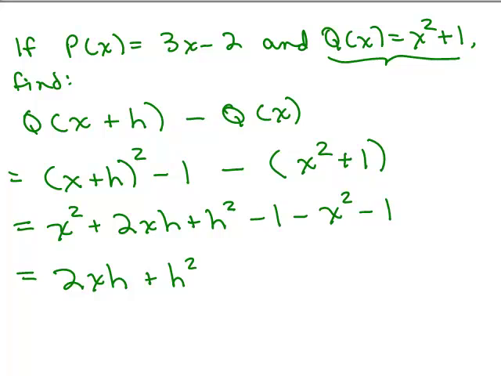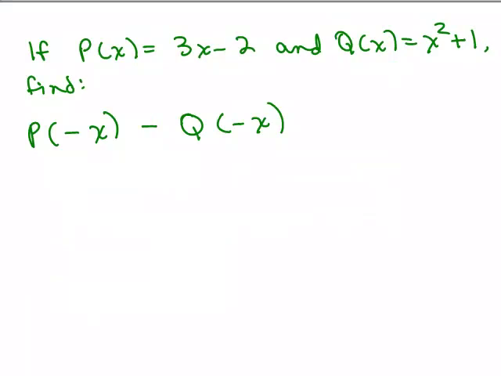Oops, I just noticed a mistake. Q of x was x squared plus 1, so this would have been (x plus h) squared plus 1. Sorry, so that's a plus 1. So the 1 and the minus 1 did end up canceling. Of course, if I didn't catch that mistake, I would have had the wrong answer here. Okay, so that's a toughie, but this is going to be an important formula for you to be able to work with in later classes.